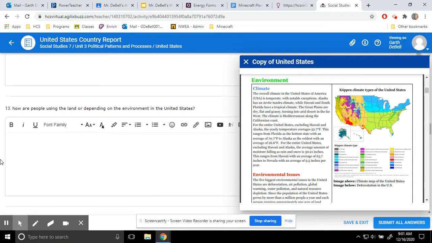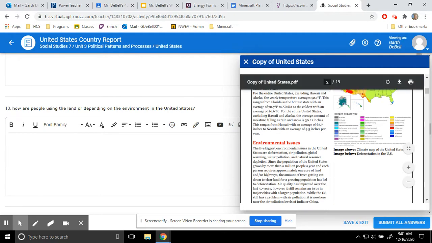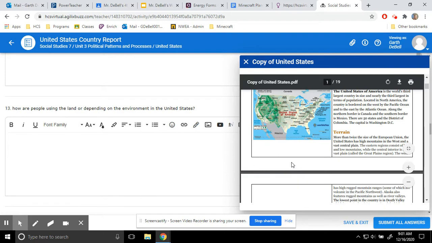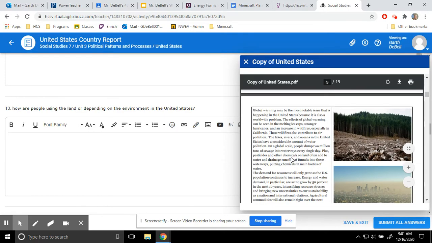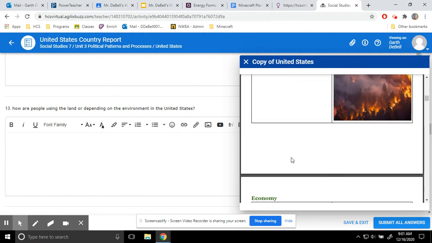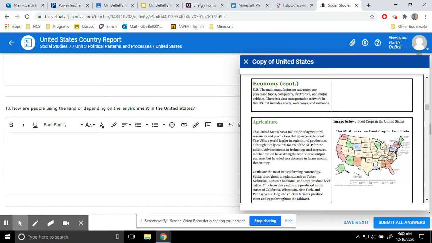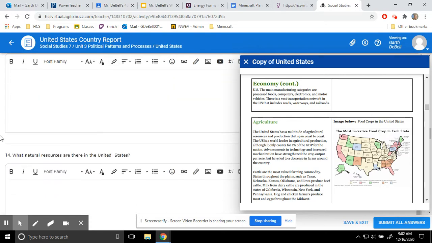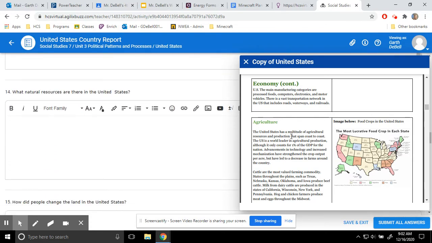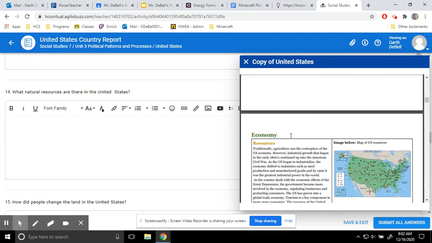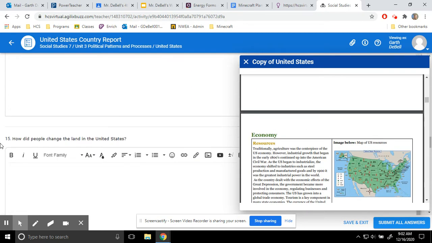How are people using the land or depending on the environment? So again, environmental issues, a lot of times will give you some of that information. And then agriculture and resources are going to be your best friends for this one, right? So it's resources, and then agriculture and environmental issues. That's where you're going to find information about what we in the United States are doing, using our land or depending on our environment for. But natural resources, that's going to be in the same section here on the resources part.